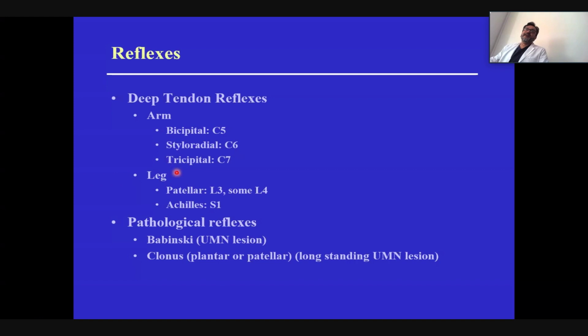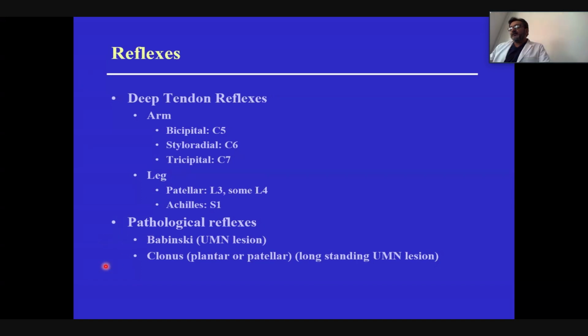What you would find is either no reflexes, which is usually in the lower motor neuron type of paralysis. And if you find hyperreflexia or clonus, that is in the upper motor neuron type of paralysis.